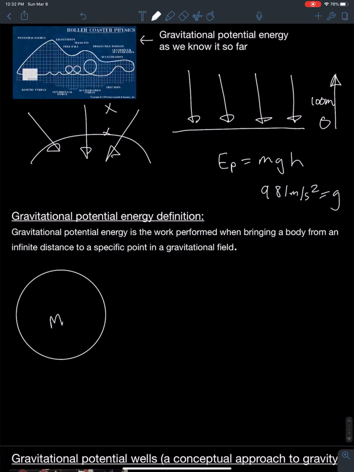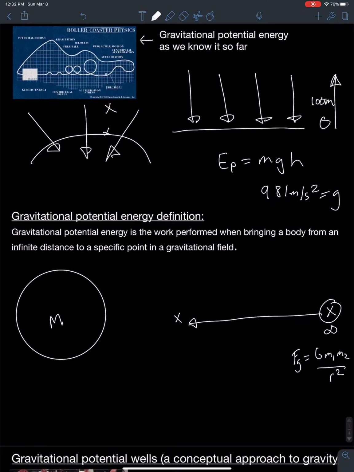Gravitational potential energy is the work performed when bringing an object from an infinite distance away, let's say the object is over here, an infinite distance away, to a specific point, let's say over here, in a gravitational field. How would I calculate the work that I have to do to go from an infinite distance to that point? Well, first of all, I need to know what force of attraction that object is going to have at that infinite distance. So the force of gravity is going to be equal to G m1 m2 over r squared.